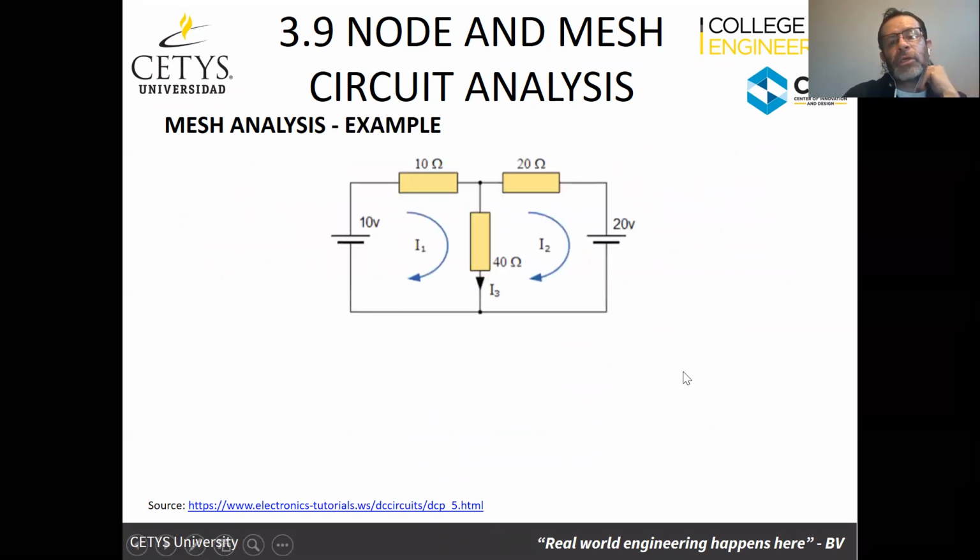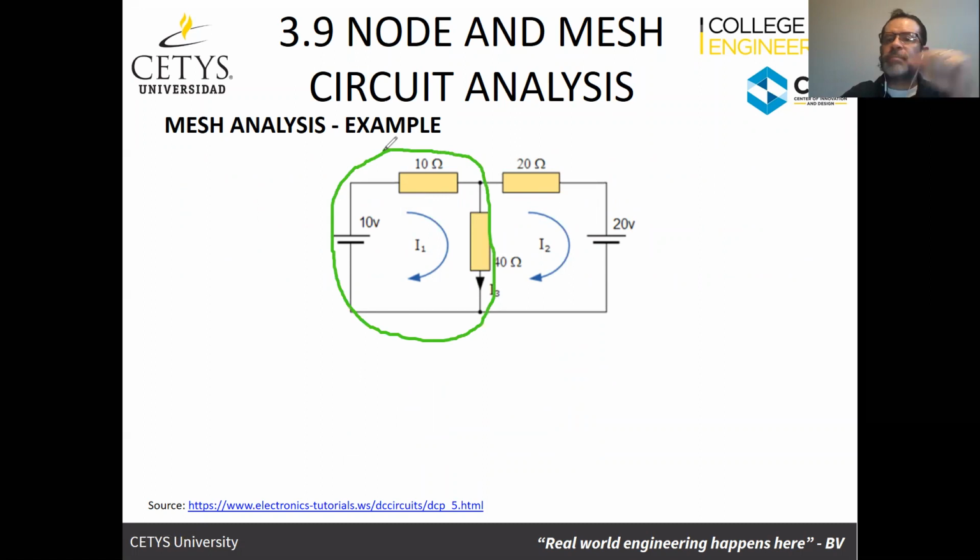So this is the circuit that we've got here. We've got two meshes and we've got the currents here. Now, how are we going to be doing the analysis? We're going to look at the first mesh. Right now I'm just looking at this mesh here. Basically, we're going to go through Kirchhoff's voltage law throughout the mesh. And remember that in the end, all of the voltage drops, the positive and the negative ones, have to add up to 0, okay?